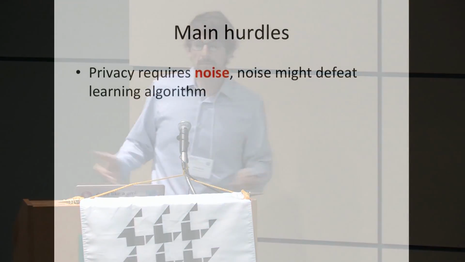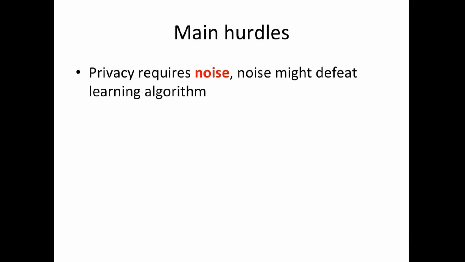Okay, so this is the hope, and there are some hurdles here that we can overcome. The first one is that privacy requires noise. Okay, so the only way we can ensure it is by randomization, which introduces noise. But learning theory often has difficulty coping with noise. It makes problems much harder. So the noise might defeat the learning algorithm. And in fact, in our reduction, we'll see how to generate essentially noise-free examples.